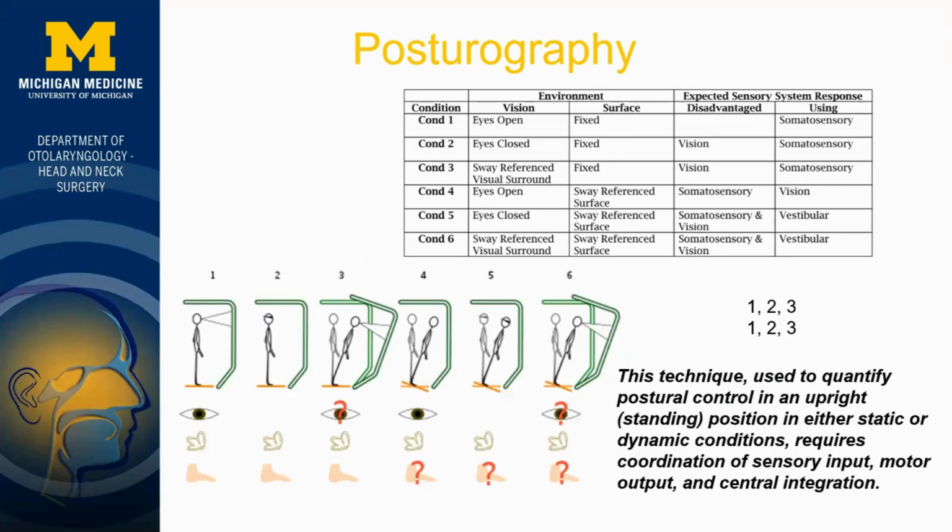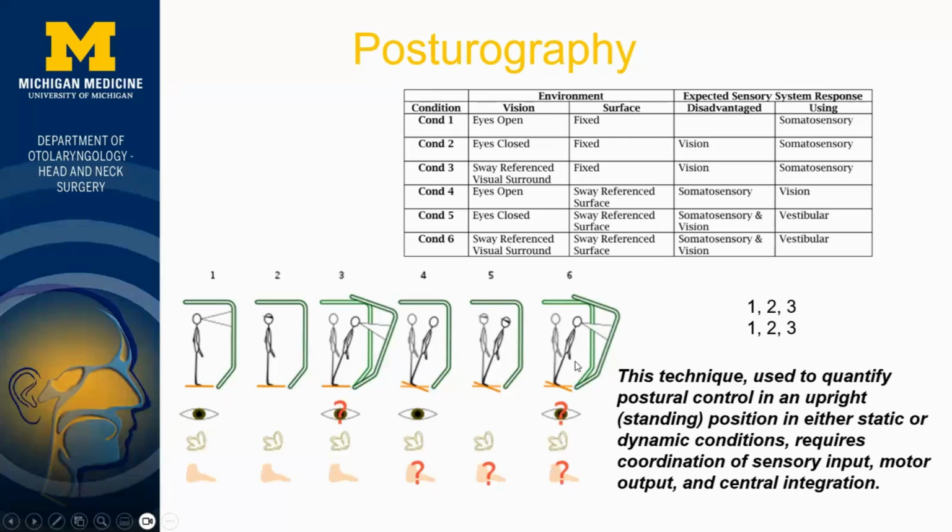So if you haven't interacted with this piece of equipment, it has 6 different conditions. And I think of it as 1, 2, 3, 1, 2, 3. So you repeat the eyes, 1, 2, 3. So condition 1 is eyes open, steady platform. Condition 2 is eyes closed, steady platform. Condition 3 is eyes open, but it is an unstable surround. It's a sway reference visual surround. So you have eyes open, eyes closed, and unreliable vision.